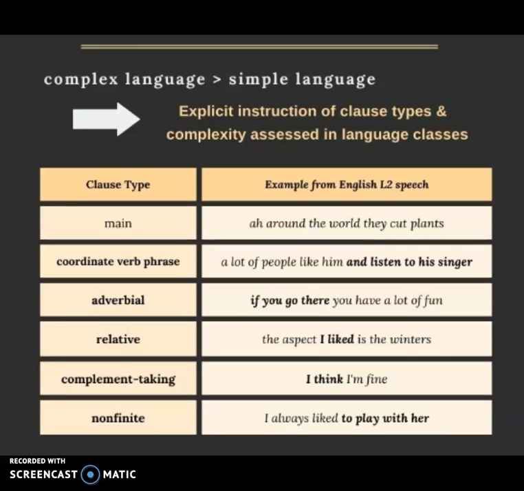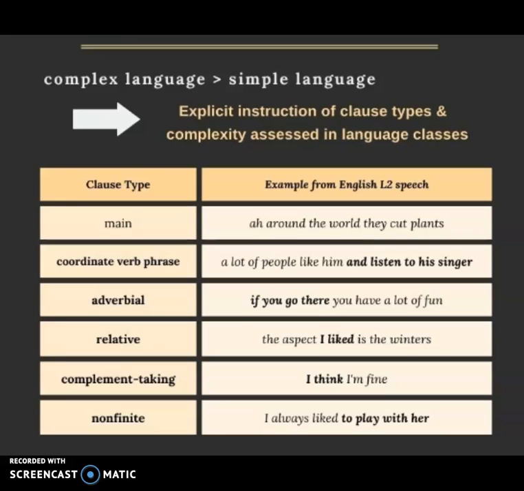The fourth type that we're going to talk about, relative clauses, are considered more difficult. We see an example here. "The aspect I liked is the winters." "I like" is the relative clause that is modifying the noun before it. So the relative clauses are more difficult because they're gapped. I like what? The aspect, which is the noun before it, and also they're considered embedded within the sentence, not added on.